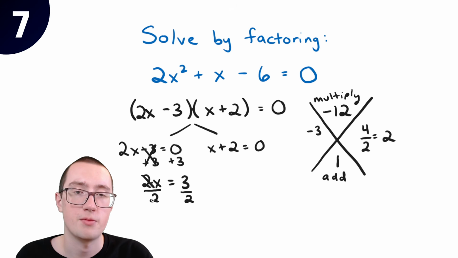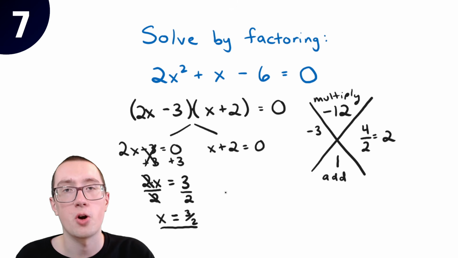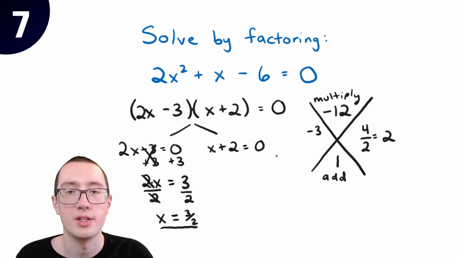So the 2's cancel out. On the left side, we just have x. And on the right side, we have 3 divided by 2. That cannot be simplified, so it's just going to stay as 3 over 2. And this is one of our answers. But we are going to get a second answer from this equation. Whenever you solve quadratic equations, most of the time they're going to have two answers. Not always, but most of the time.